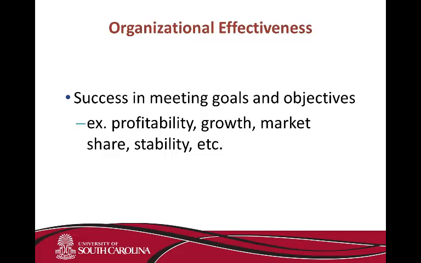Of course, it gets even more complicated if we talk about organizations that are not for profit. So to make a generic definition of effectiveness, we might use something like success in meeting the stated goals and objectives of the organization. For our for-profit corporations, this would look like profitability, growth, market share, stability, and so on. Keep in mind, of course, that these are not always going to fit together beautifully, because in many cases, when organizations are trying to grow, they may in fact sacrifice some profitability to do that.